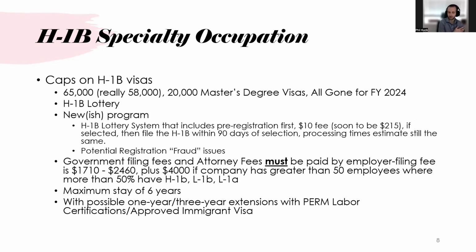Caps on H1B visas. I'm sure most everybody knows this, but just in case people don't, I just want to make sure we're going over it. So 65,000, really it's 58,000 visas, and that's because there are special H1B category visas set aside for nationals from Singapore and Chile. And there's an additional 20,000, which makes that 85,000, for people with master's degrees. So those are all gone right now. They've all been selected. The H1B is selected by lottery, which we just talked about.